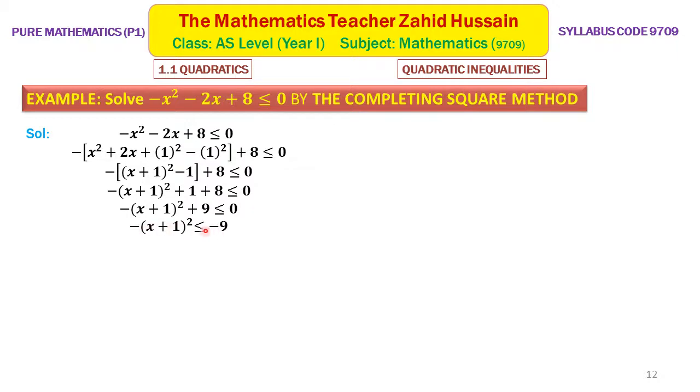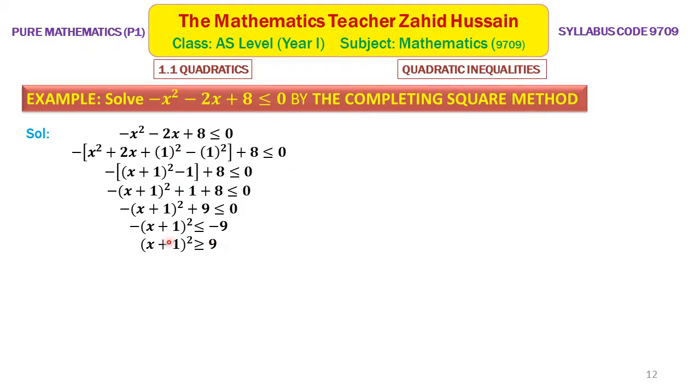Now here, because this is an inequality, to make this positive, we will multiply both sides of the inequality by a negative sign, and you know that when we multiply both sides of the inequality by a negative sign, the sign of inequality changes. So we will change the sign of inequality here. So it will become (x plus 1) whole squared greater than or equal to plus 9.